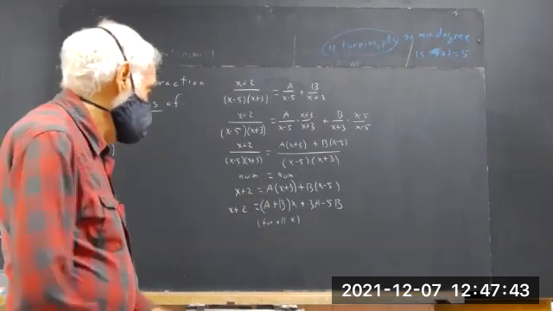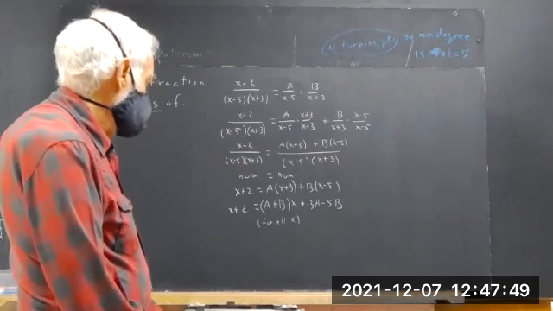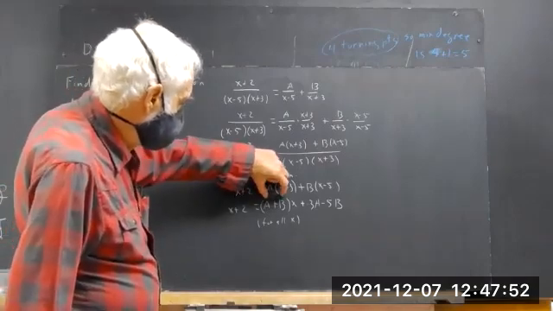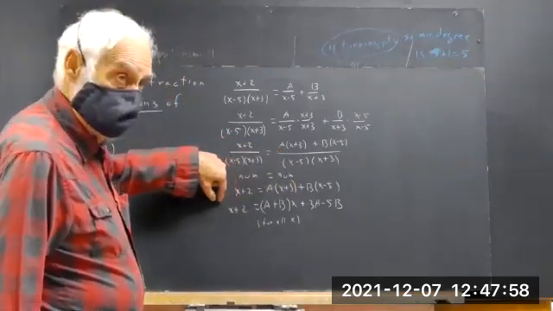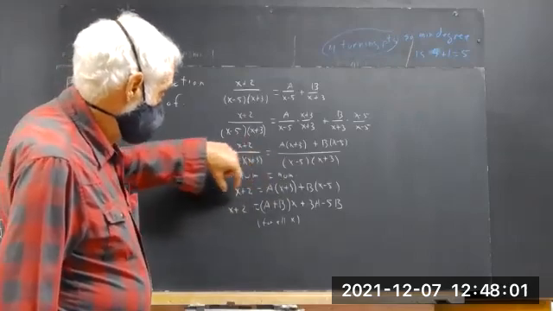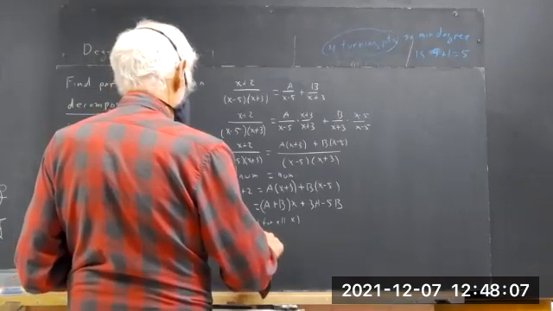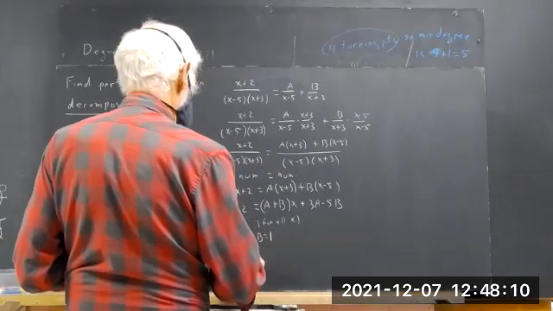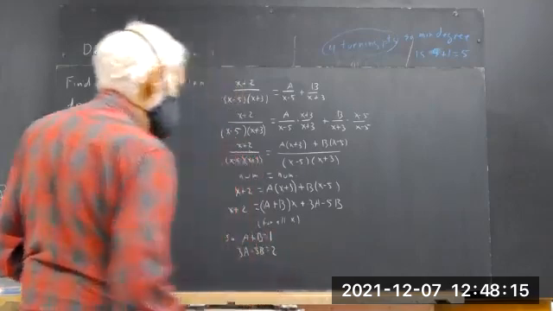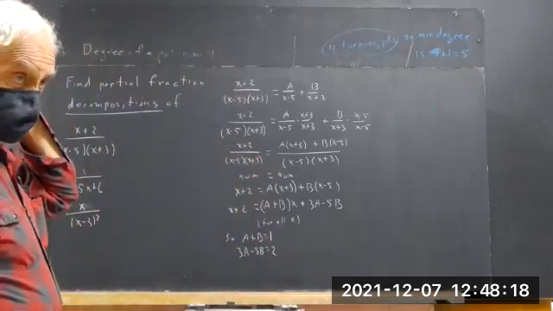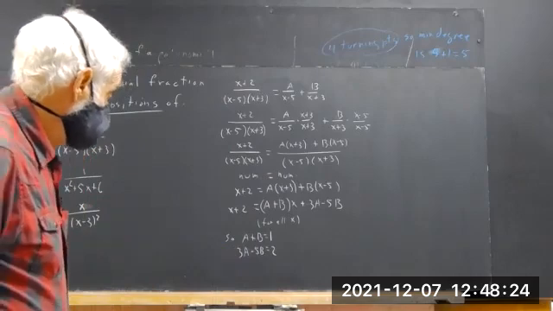Okay, well, if it's true for all x, then a plus b, which is the coefficient of x, has to equal the coefficient of x here. A plus b has to equal 1. No matter what x is, a plus b is going to have to equal 1. And 3a minus 5b has to equal 2. Now you have a set of simultaneous equations. You can solve for a and b.